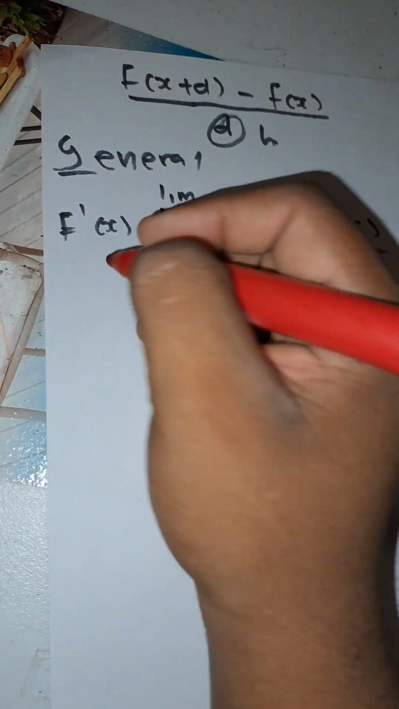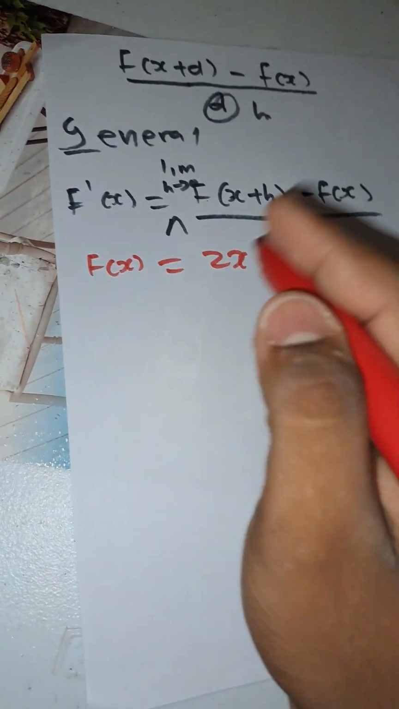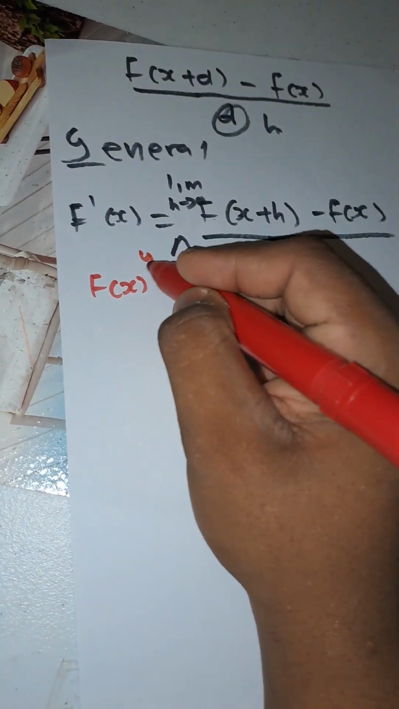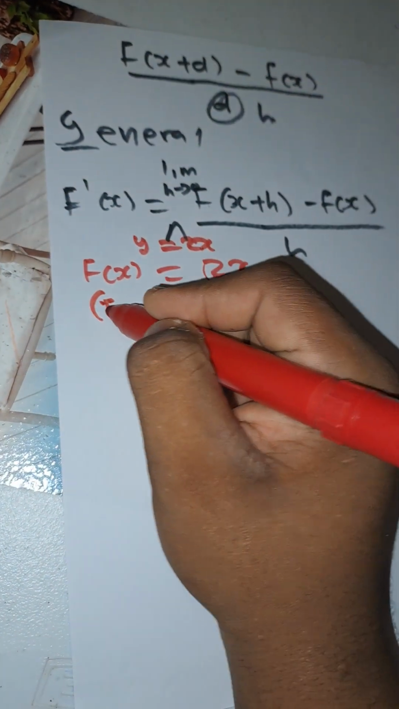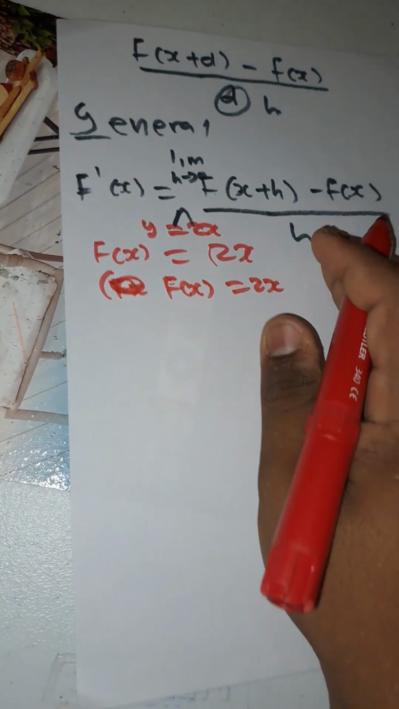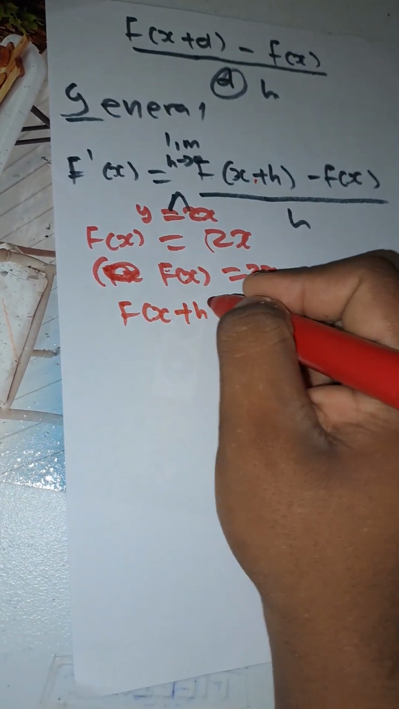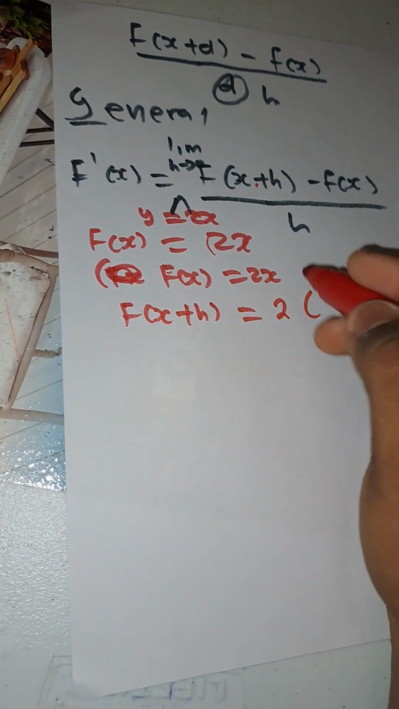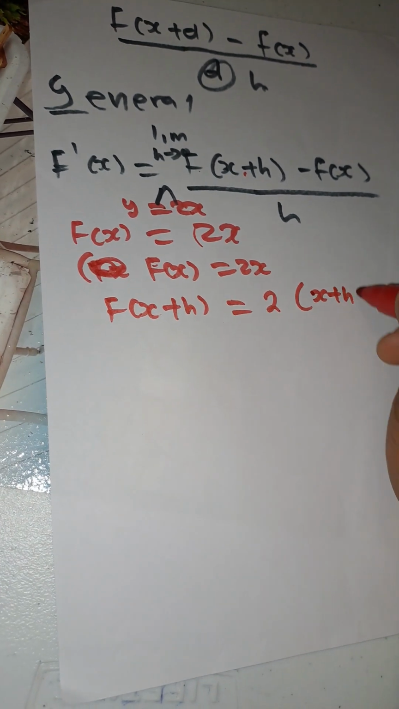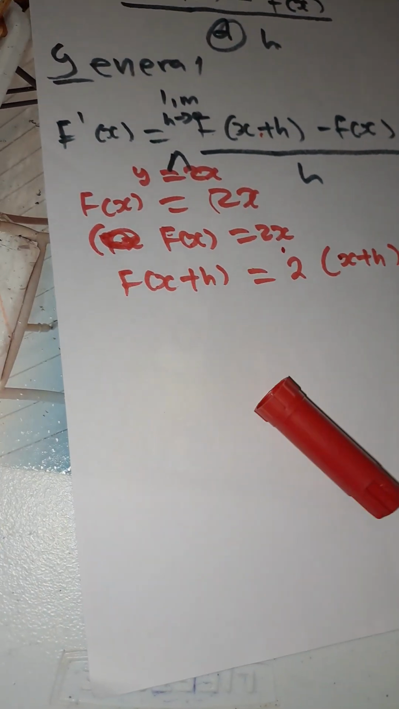Okay, so for example, calculate the gradient. I have f of x is equal to 2x, so it's the same as y is equal to 2x. But I'll have to substitute. My f of x is equal to 2x, but remember I have f of x plus h. So f of x plus h is equal to 2 times x plus h. Remember, where there is x, I'm going to put x plus h, because it is being substituted there.